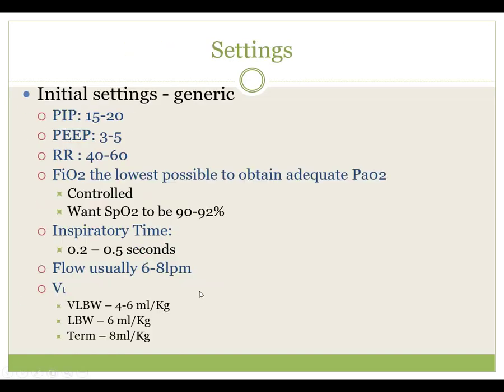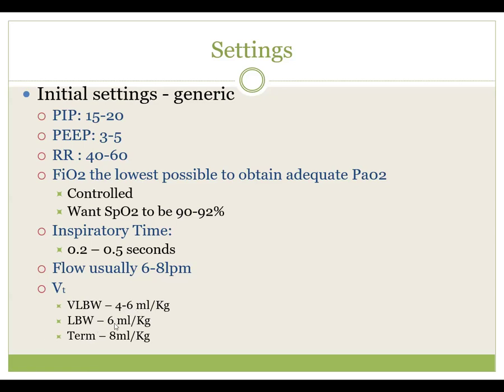If you have a physician that wants to volume ventilate your baby, very low birth weight babies, 4 to 6 milliliters per kilogram. Now, keep in mind, very low birth weight might be 500 grams. 500 grams is 0.5 kilograms. That means you're doing a tidal volume of 2 to 3 milliliters. It's very difficult to measure that.